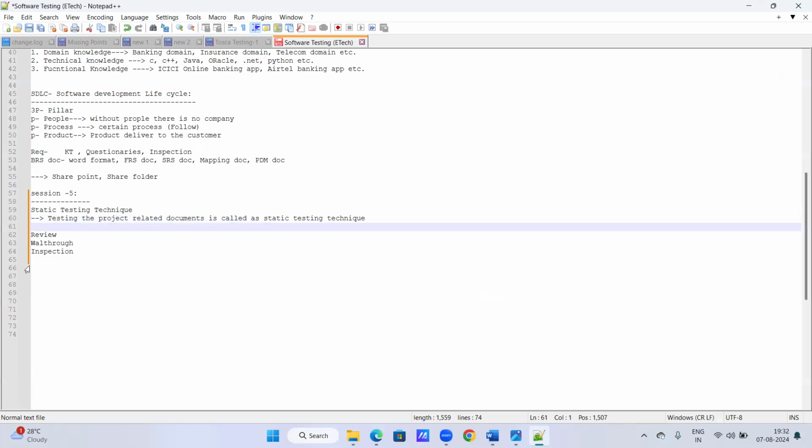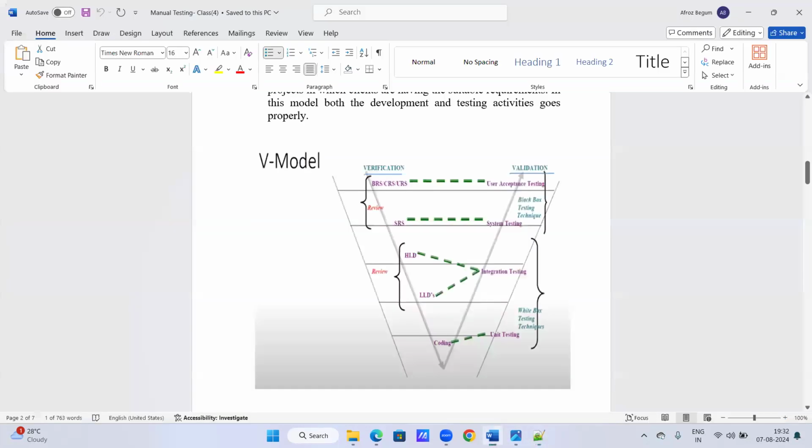Who are the testers of static testing? Who is testing the documents, BA or developers? In the first phase, the BRS document is reviewed by the business people. The SRS document is reviewed by the project manager or product manager, and HLD, LLD are reviewed by designers.